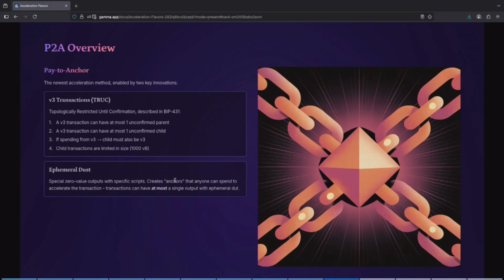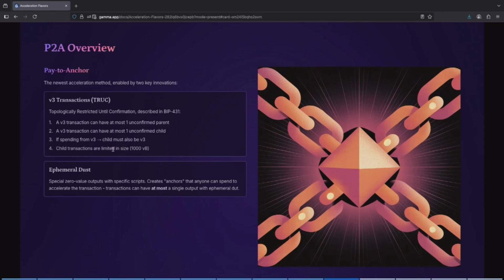And in order to comply with this standard, they need to have 4 different items. So you can see there, 1, V3 can have at most 1 unconfirmed parent. 2, V3 can have at most 1 unconfirmed child. 3, if you're attempting to spend it as a child, that also must be a V3. And 4, child transactions are also limited in size.